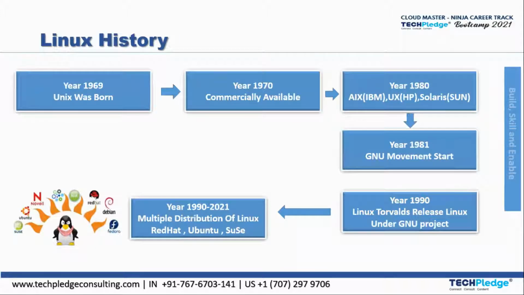Now, let's see the Linux history. So, as you know, in year 1969, Unix was developed. So, what was Unix? Unix was a multi-user computer operating system. It was widely used for internet servers, workstations, and mainframe computers. Unix was developed by AT&T corporations in the Bell Laboratories in the 1960s, and thus Unix was commercially available in 1970.